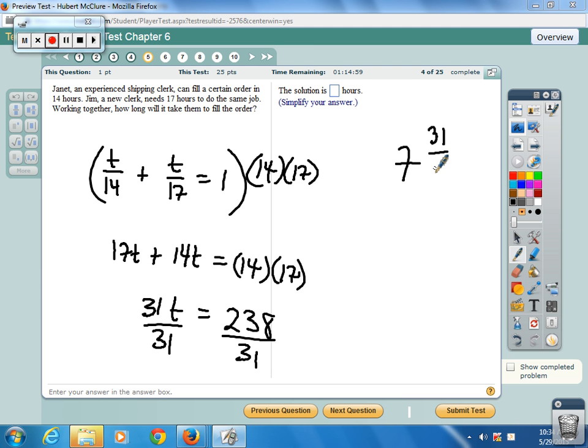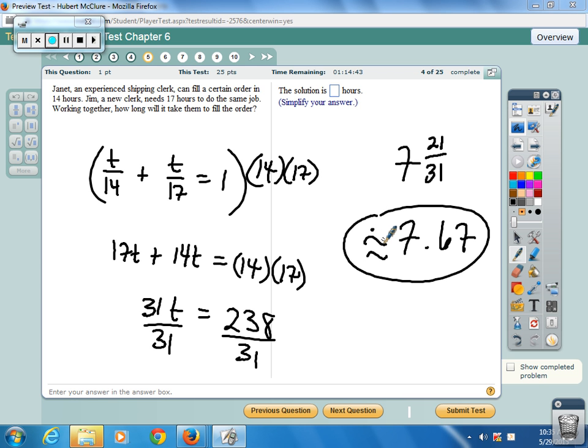Y'all check me. 21 over 31, which 20 over 30 would be 2/3, would be around 0.67. That means, what does the little dot and squiggly line mean? That means approximately, meaning I'm doing it in my head, meaning don't throw rocks at me if I'm off a little bit. What's the answer? 7.677. It's a miracle.